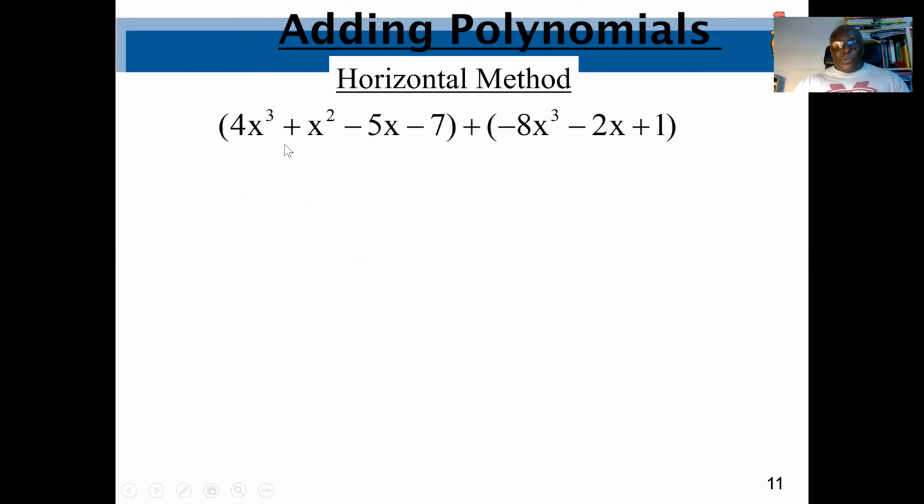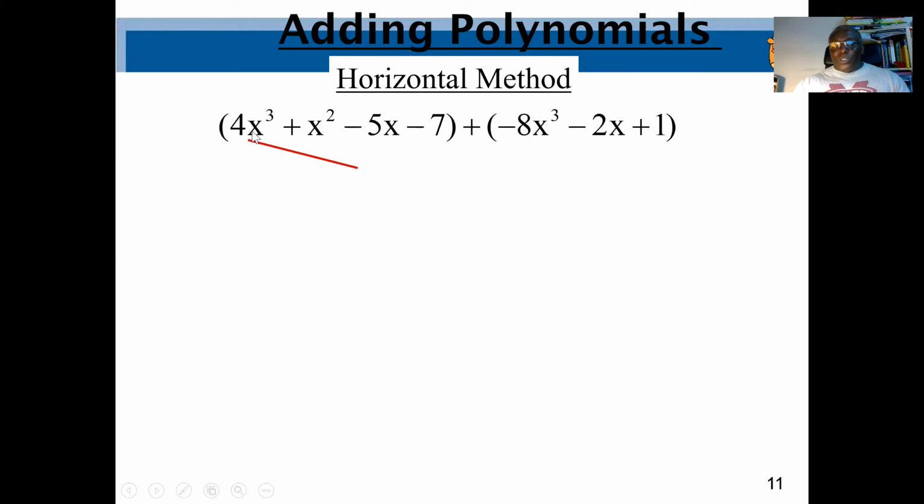So we're going to see some examples here. I have 4x cubed plus x squared minus 5x minus 7, plus minus 8x cubed minus 2x plus 1. So here I'm going to combine all the like terms. I have 4x cubed and minus 8x cubed, the terms are the same. X squared, we don't have any other x squared here, so we just leave x squared. Minus 5x minus 2x, the same term, so we can combine. And the two constant values, minus 7 plus 1, we combine.